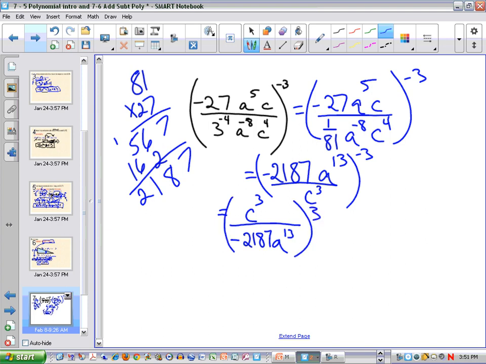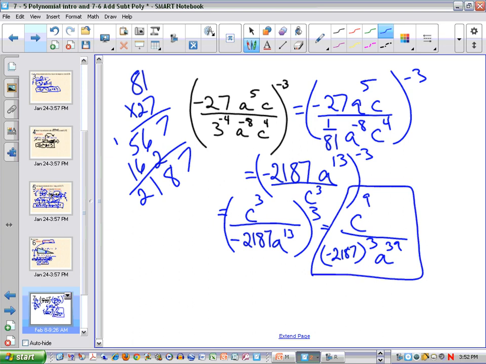Positive 3, because I just flipped it. So that's c to the 9th. And I don't know what negative 2,187 cubed is, but I know it's negative something. So I'm just going to put negative 2187 cubed. A to the 39th. And that would be your final answer.